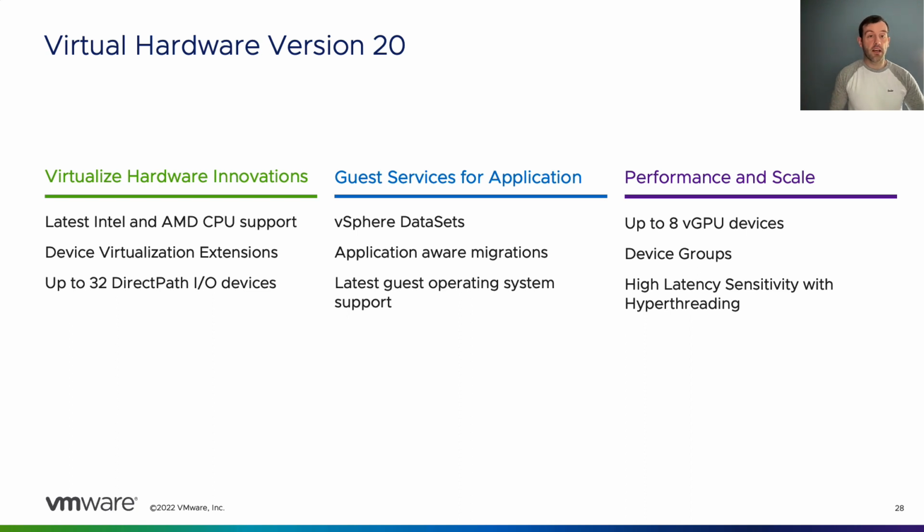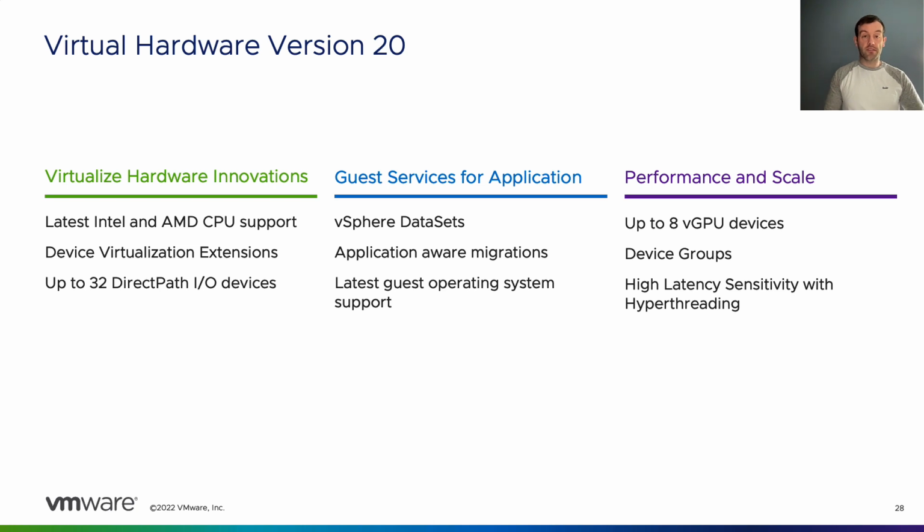So taking a little bit of a deeper look at virtual hardware version 20, this is just an overview of the top things that hardware version 20 brings. And we've broken these down into 3 pillars. The first being virtualized hardware innovations. With that, we're bringing the latest Intel and AMD CPU support. We're also bringing device virtualization extensions, which we just talked about a moment ago. And we're increasing the number of DirectPath I/O devices that a virtual machine can support. In this release, it's going up to 32.